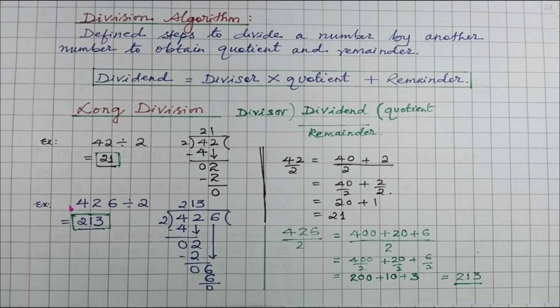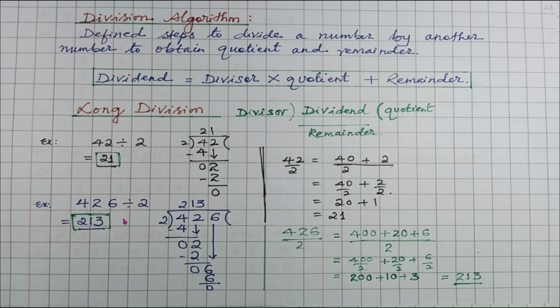426 divided by 2. Now 426, 4 is greater than 2, 2 2s are 4, 4 minus 4 is 0, bring 2 down, 2 1s are 2, then 2 minus 2 is 0, bring 6 down, 2 3s are 6, and 6 minus 6 is 0. Therefore 426 divided by 2 is 213.